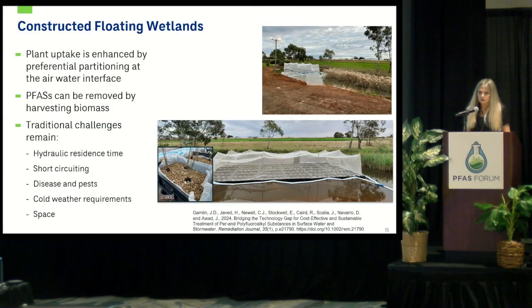A related option is constructed floating wetlands, which can be used to treat PFAS-impacted stormwater. Floating wetlands generally require less upfront construction and less space than traditional constructed wetlands, while offering more flexibility in placement, maintenance, and plant replacement. Many of the same concepts I just discussed for constructed wetlands still apply. However, traditional challenges remain, such as achieving sufficient residence time, managing disease and pests, and accounting for regional climate conditions.